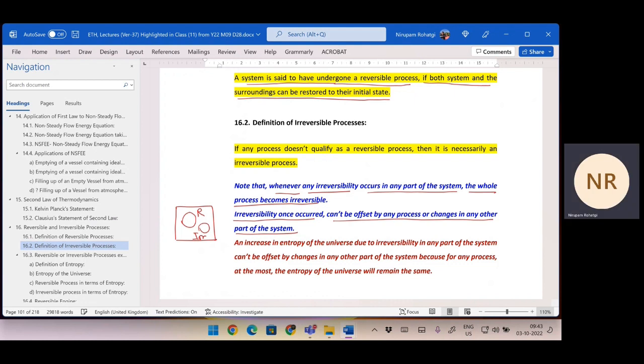That means if you have a system and in any part of the system irreversibility is taking place, it cannot be compensated or annulled or cancelled by any other thing anywhere in the system. Irreversibility once happens, it happens forever. It cannot be undone.